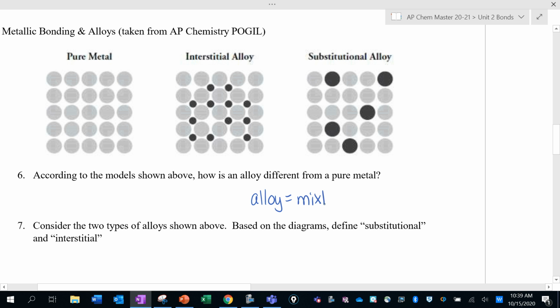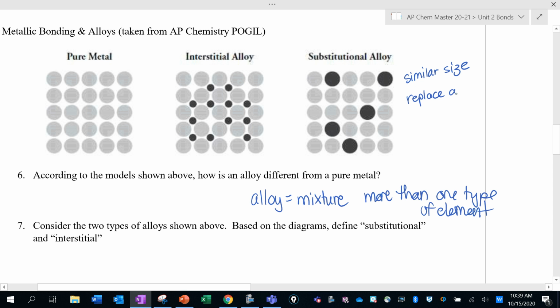So you have more than one type of element there. And then the difference here in this substitutional alloy, the atoms that you add in are a similar size to the original atom, and they are going to replace an atom. That's why it's called substitutional. It's kind of like making a substitution in a soccer game or something, right? So you're going to take one atom out and replace it with another atom of the same size.